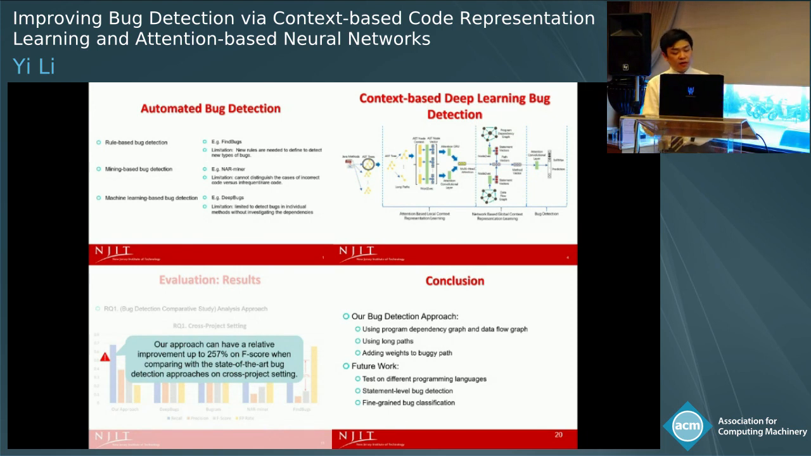And then in the end, we want to do a fine-grained bug classification when we do the bug detection with the bug types, and the bug detection tool can help developers to have a clear understanding about which type of bug has been detected, how to fix them.